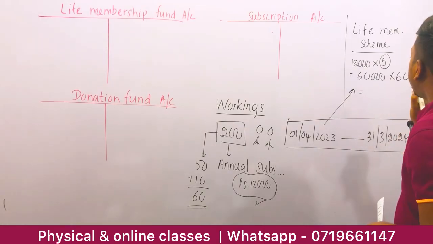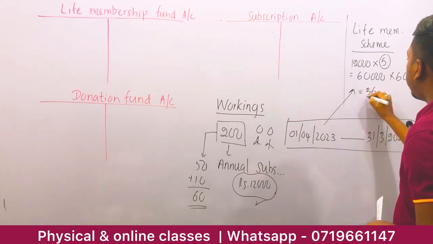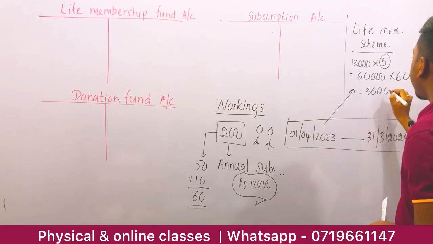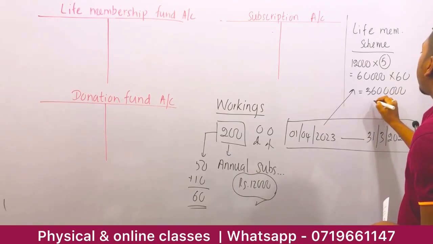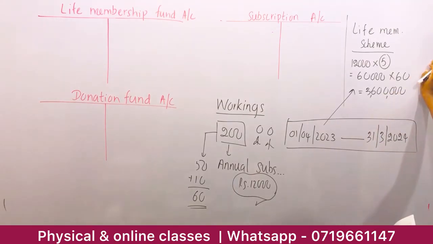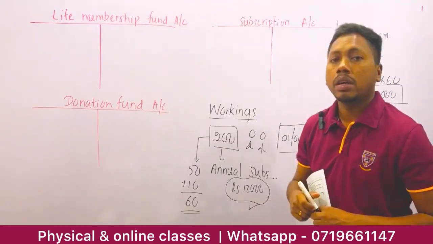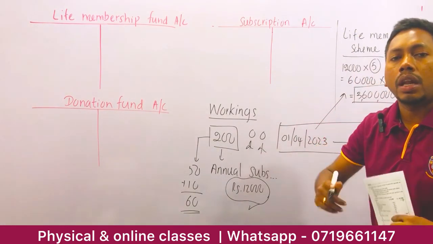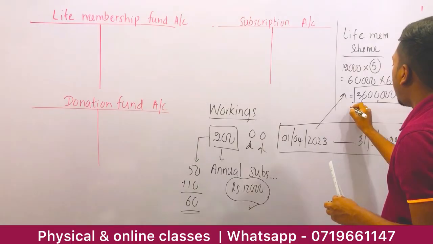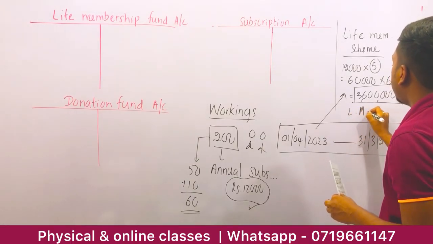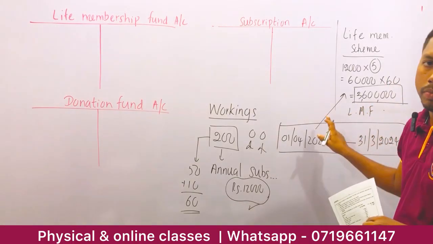So here you get, okay, 3.6 million is the life membership fund, right? Okay, here we calculated the life membership fund, which is 3.6 million.